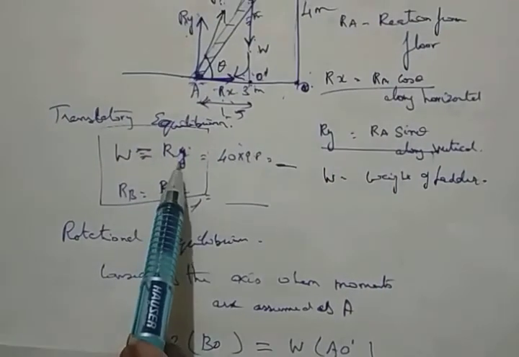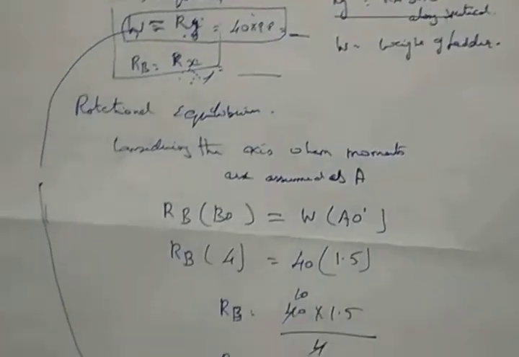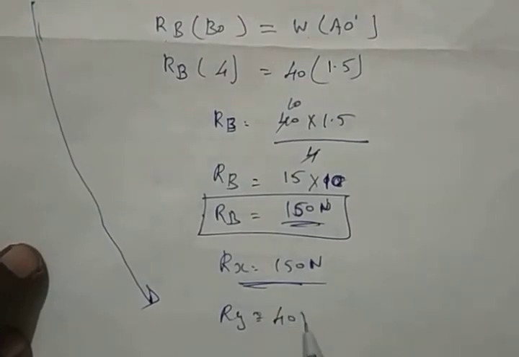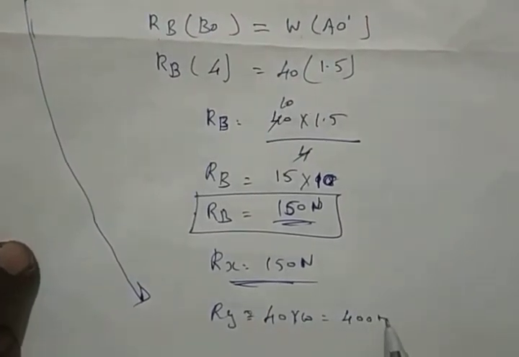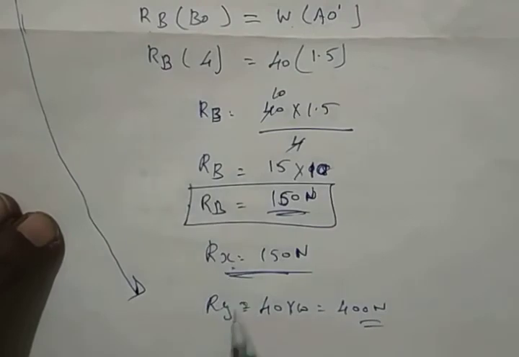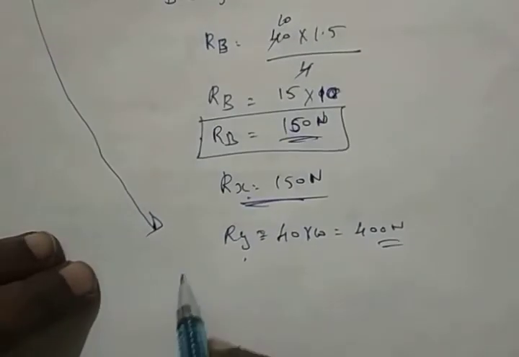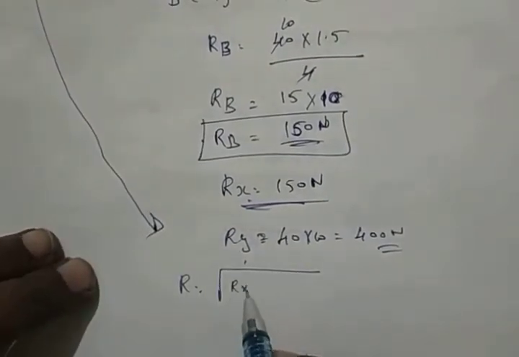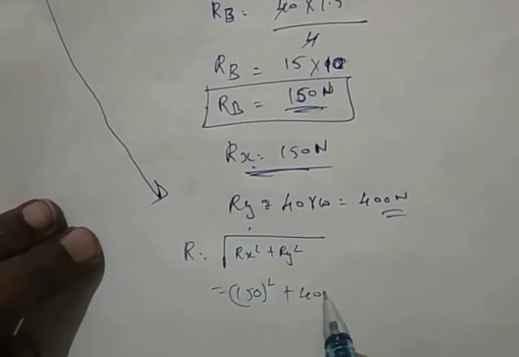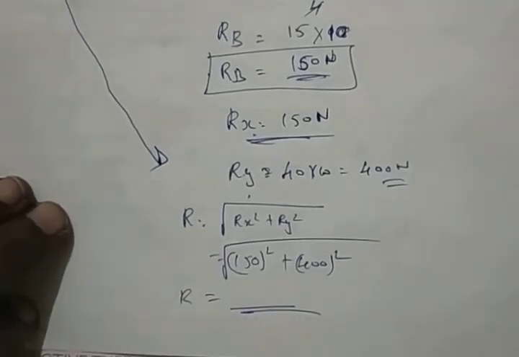Now what is Ry? W is this value, bringing this one down, so Ry is going to be equal to 40 into 10. We can take it as 400 newtons because I am taking 40 into 9.8 as 10 itself. Okay, Ry is there, Rx is there. Now you need to find out R. R is going to be equal to the square root of Rx square plus Ry square, so it's going to be the square root of 150 square plus 400 square. You will get R finally.